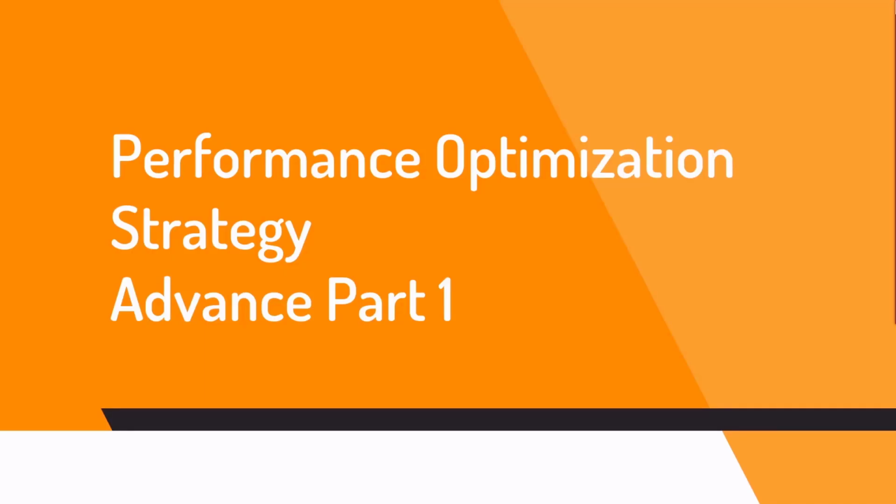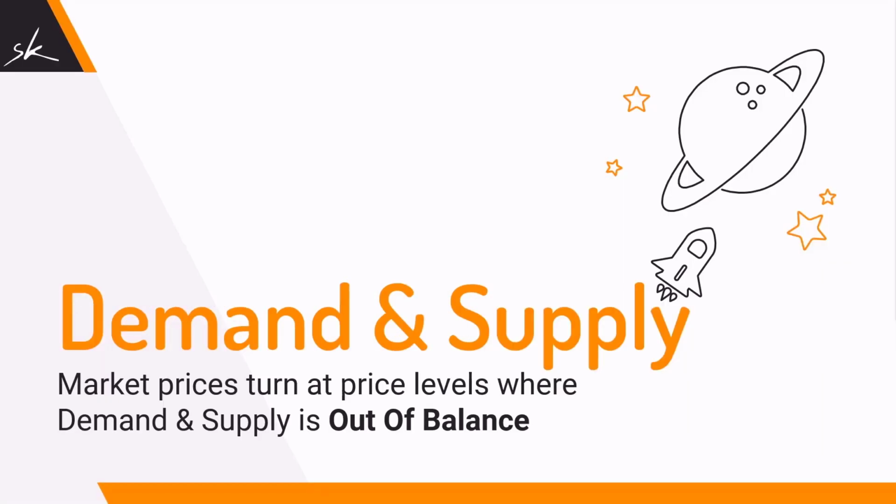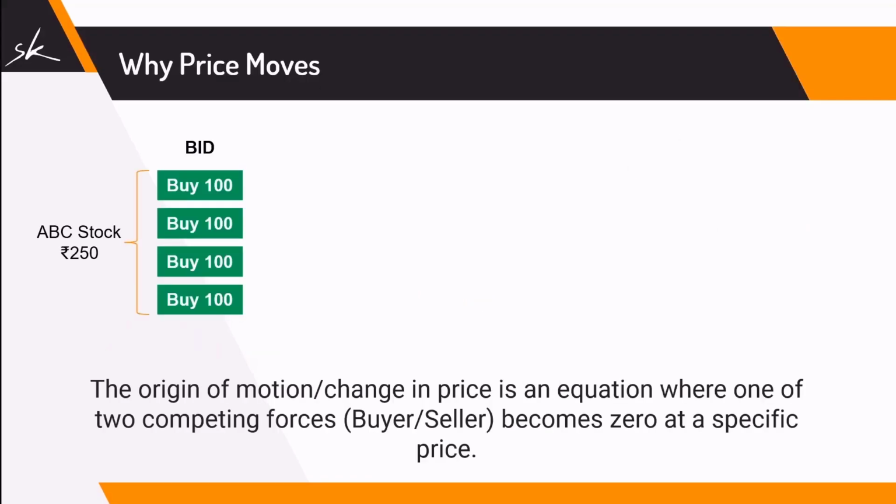Performance Optimization Strategy Advanced Part 1. Market price turns at price levels where demand and supply are out of balance. Let's recap what we learned in basic lessons. The origin of motion or change in price is an equation where one of the two competing forces, either the buyer or the seller, becomes zero at a specific price.